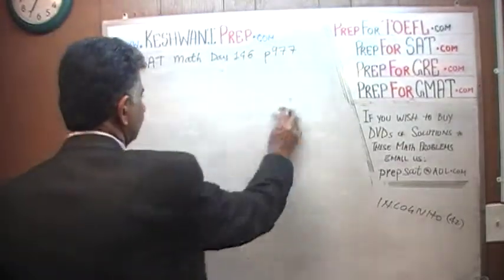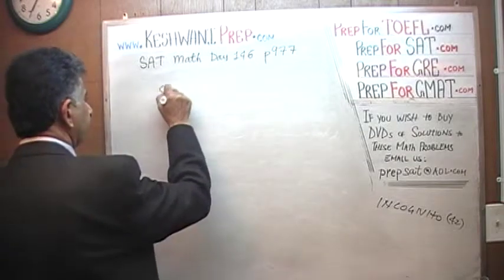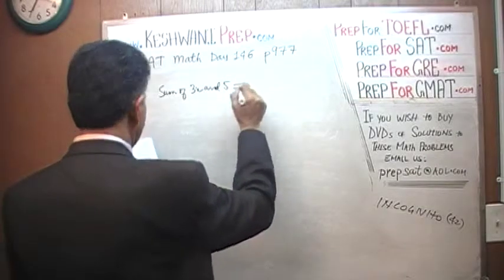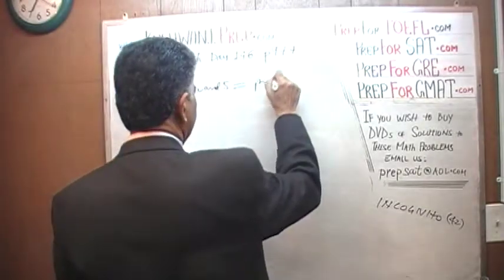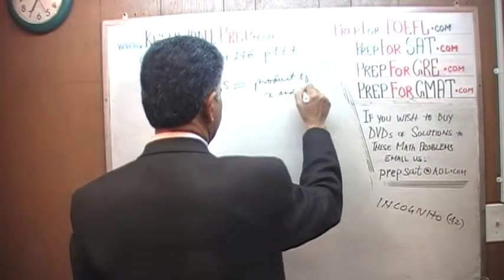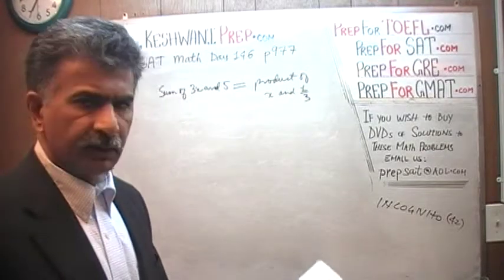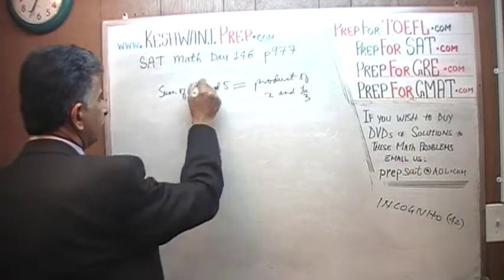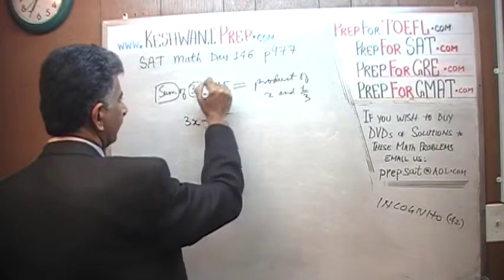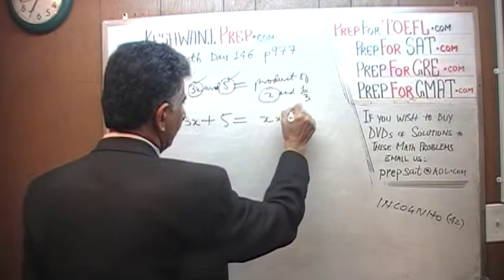Number 2. We are told that the sum of 3x and 5 is equal to the product of x and 1/3. Which of the following equations gives the relationship stated in the problem above? So let's do it. The sum of 3x and 5, which means we have to add them, is equal to the product of x and 1/3.